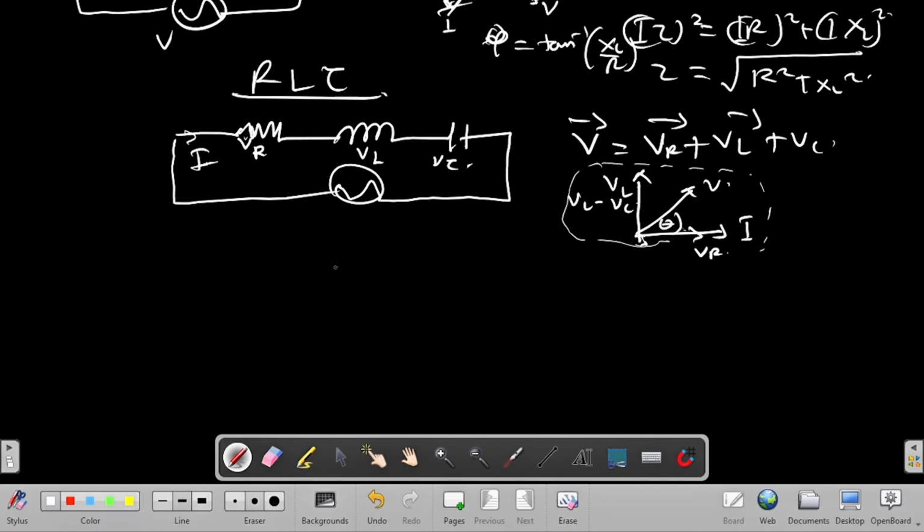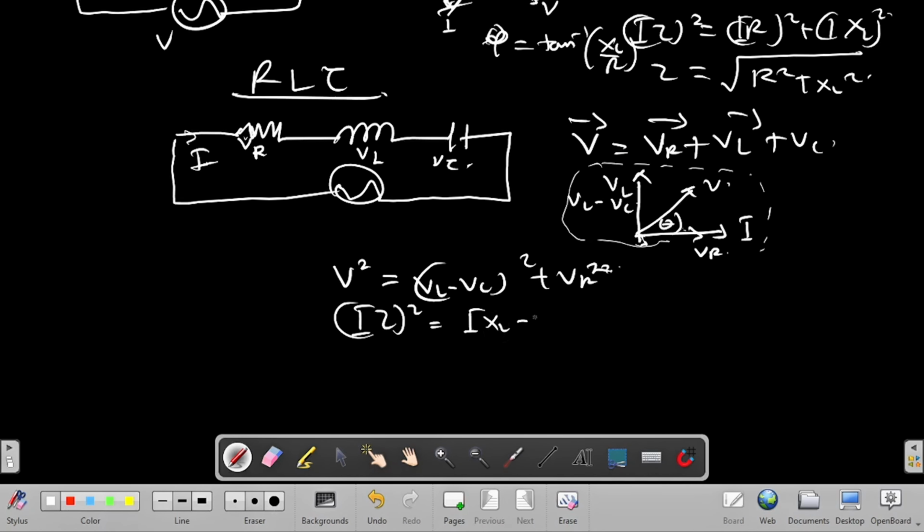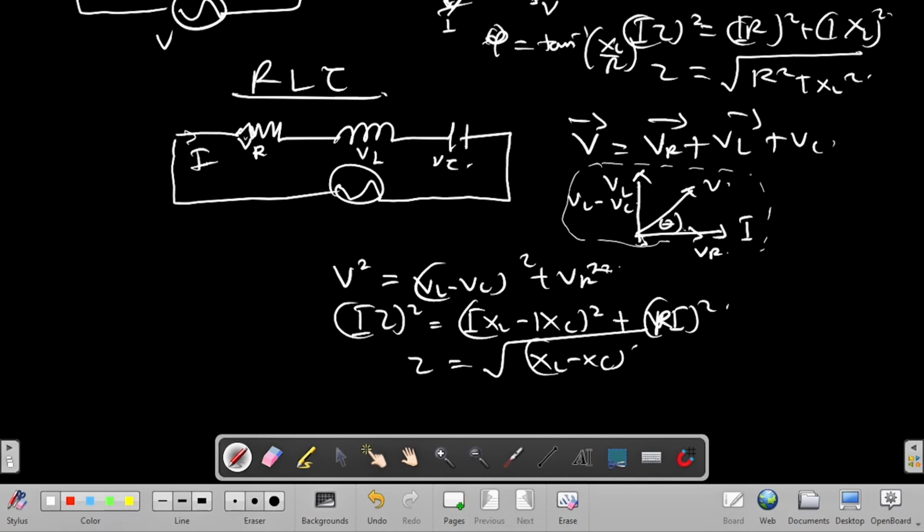With this expression, I'll say that V squared is equal to (VL minus VC) all squared, plus VR squared. So here, (I times Z) all squared equals (I XL minus I XC) all squared plus (R I) all squared. If you simplify, you see Z equals the square root of (XL minus XC) all squared plus R squared. This is what we call the impedance of an RLC circuit.